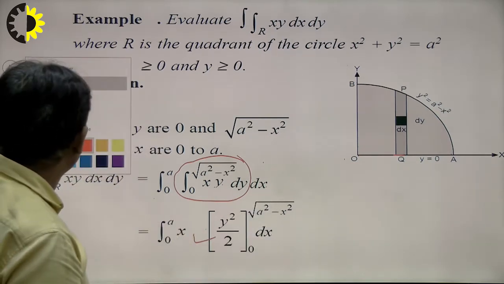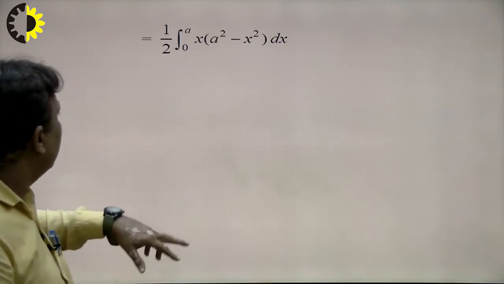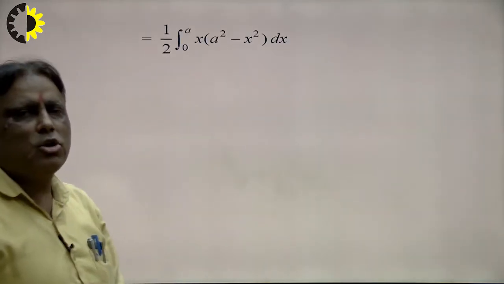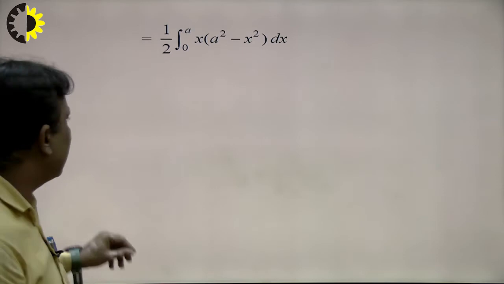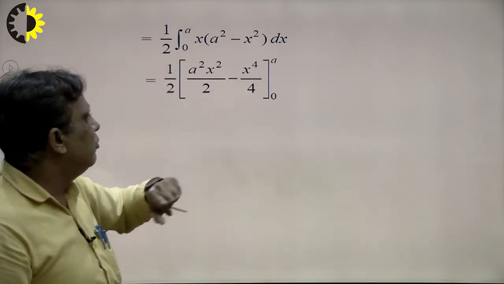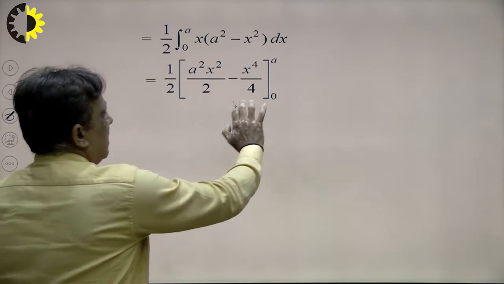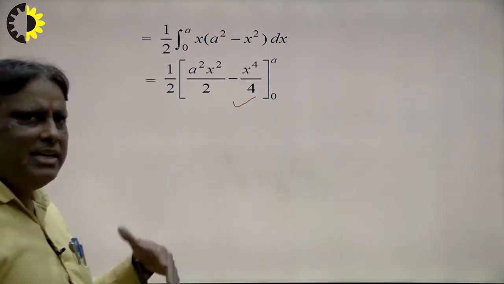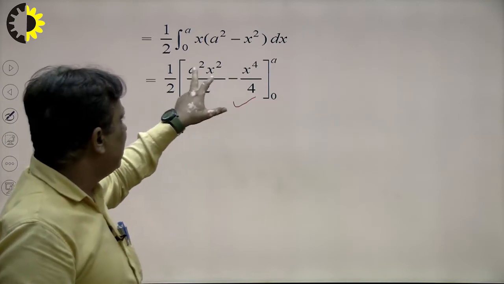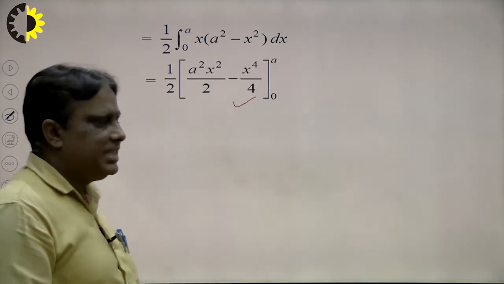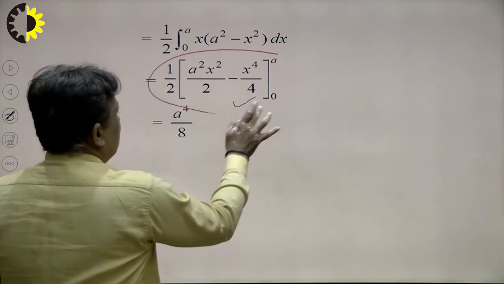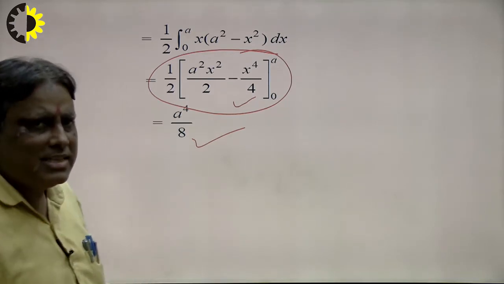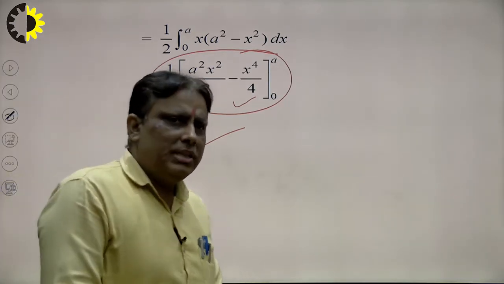So what will be the result? The result will be x times a square minus x square, because that is the value of y square. X goes inside, so a square x, and the integration of x is x square by 2, and the integration of x cube is x to the 4 upon 4. I do it in two steps: first multiply and then integrate again. Upper limit minus lower limit, so this will be a to the 4 and this is also a to the 4, and taking the LCM of this part, the result of this portion will be a to the 4 upon 8. That is the simple integration at 12th level, right? So in this way we can solve our double integration problems one by one.